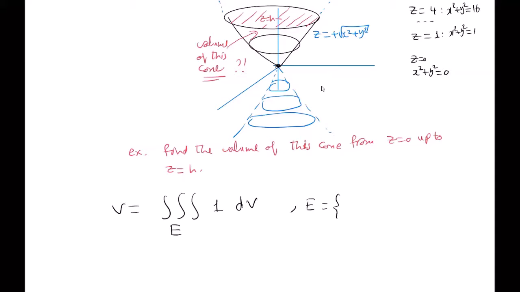The idea, the difficulty, is when you go for x and y and z, you have to fix x and y first and go from the smallest z up to the biggest z. The smallest z here will be on this cone, on the surface of this cone. Here z equals this square root of x square plus y square, up to z equals h.